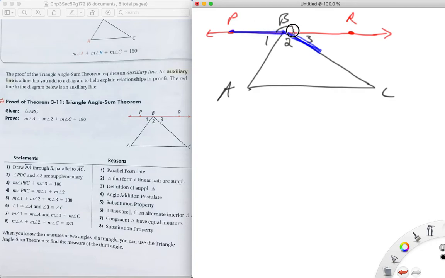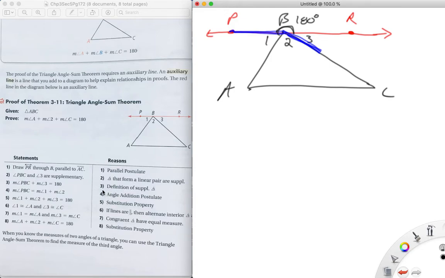This forms a straight angle. We know that a straight angle is 180 degrees. So if we say that, we can say that angle PBC and angle 3 are supplementary. Definition of linear pairs. Then if they're supplementary, they add up to 180. And we can say that angle PBC plus angle 3 equals 180.